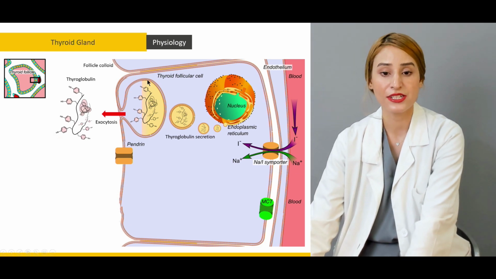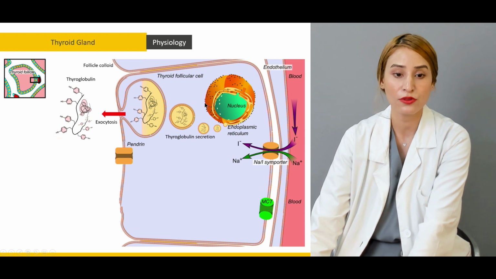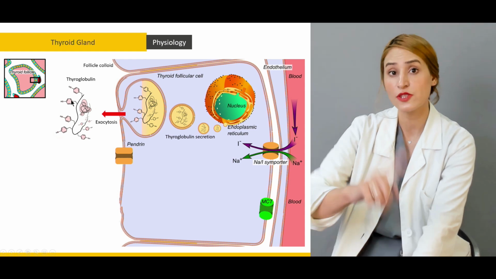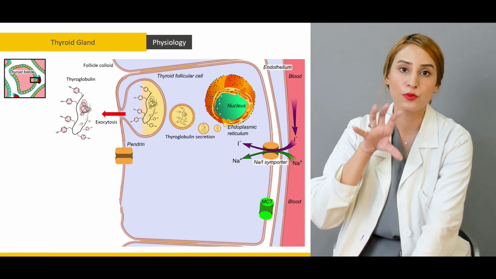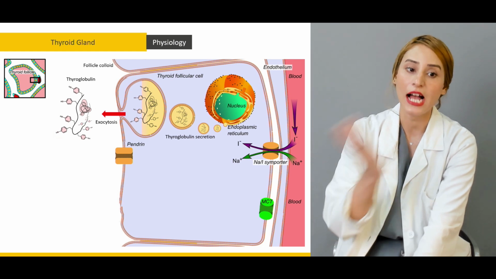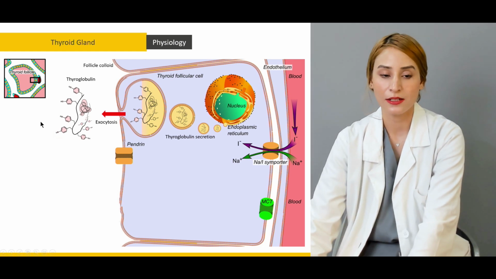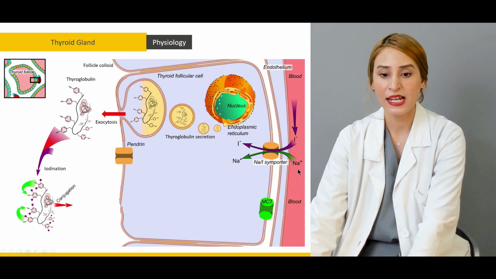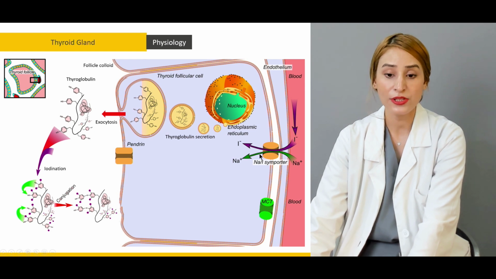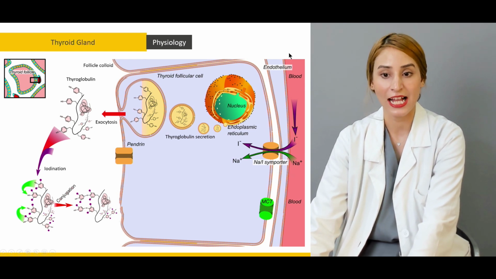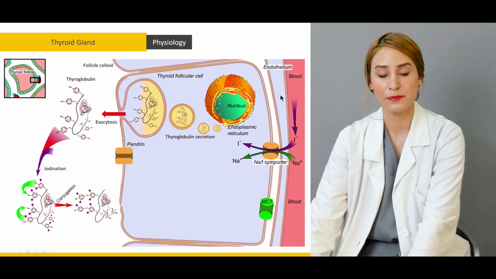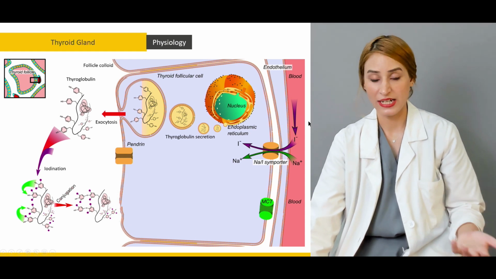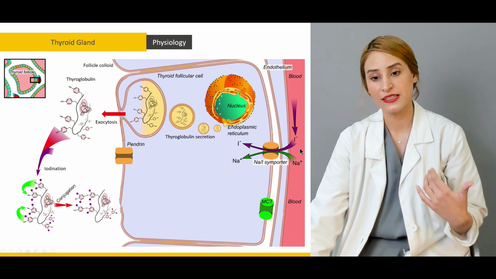Coming back to this picture, you can see that there is a thyroglobulin secretion, and then there's exocytosis, and this thyroglobulin, which was initially secreted within the thyroid follicles, moves out of the follicle because of the process of exocytosis. And then there is a sodium iodide symporter which actually helps. This is the basolateral membrane of the thyroid follicle.